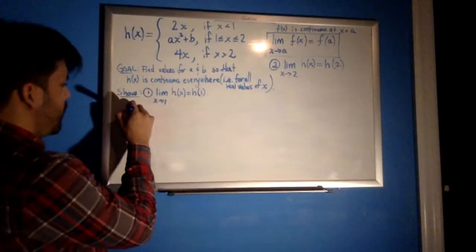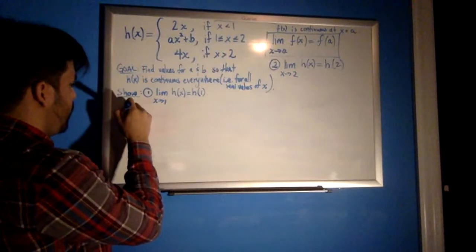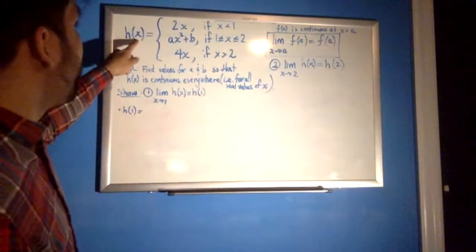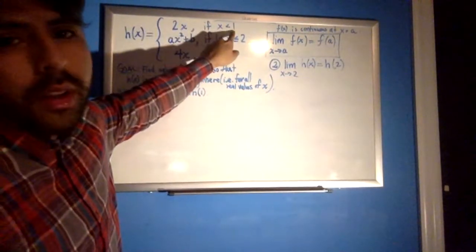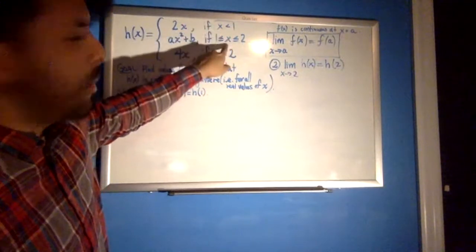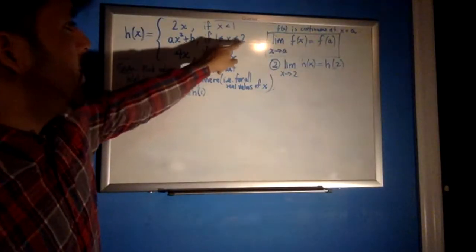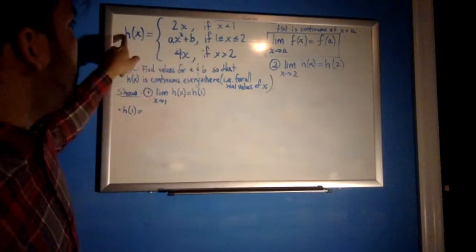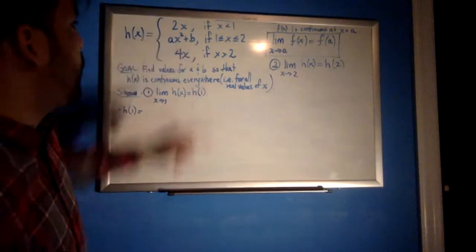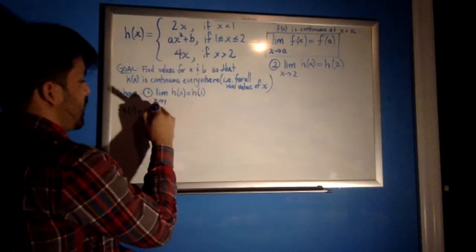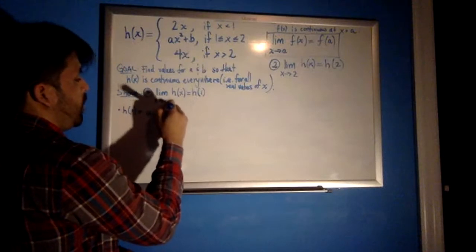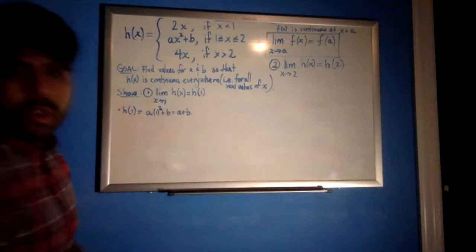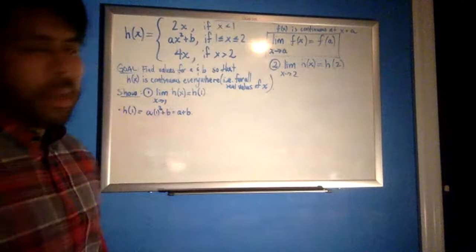First, let's find h of 1. If I plug in 1 for my x value, is 1 less than 1? It's not, so I skip. Does 1 satisfy this condition? Clearly it does, because x is less than or equal to 1. So if I plug in h of 1, I should be using this function here, a times 1 squared plus b, which equals a plus b. So if I plug 1 into my function, I get a plus b.